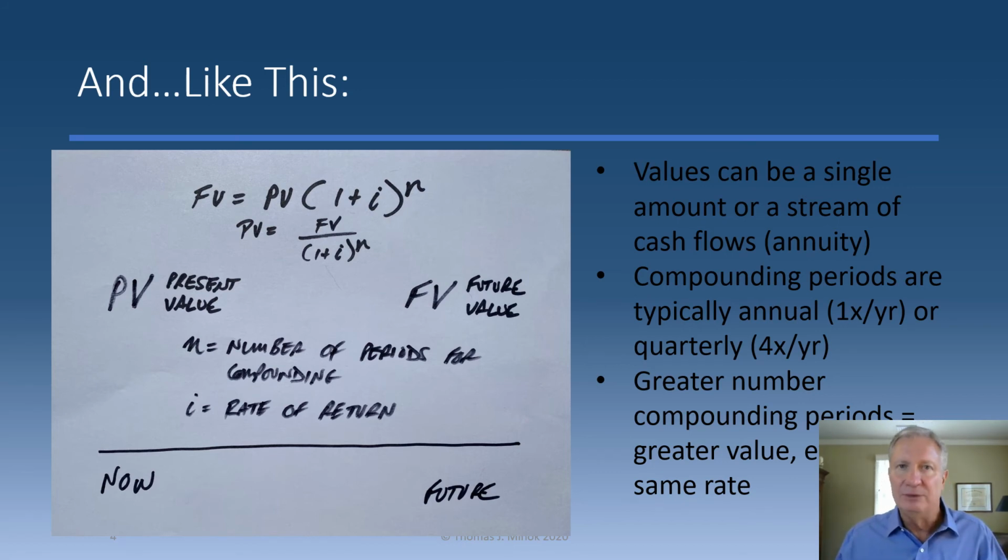Compounding periods are typically annual, 1 time per year, but sometimes they're quarterly, 4 times, or sometimes they're monthly, 12 times per year. The greater number of compounding periods causes greater value. So if you have a 10% annual rate of return, but it compounds monthly versus annually, you have a greater value for compounding monthly. Similarly, if you have a credit card that you're paying 15% interest rate on and it compounds daily versus compounding monthly, you'll owe more interest, even though the rates are still 15% annually, you'll owe more interest when it compounds daily than when it compounds monthly. Very key to know.